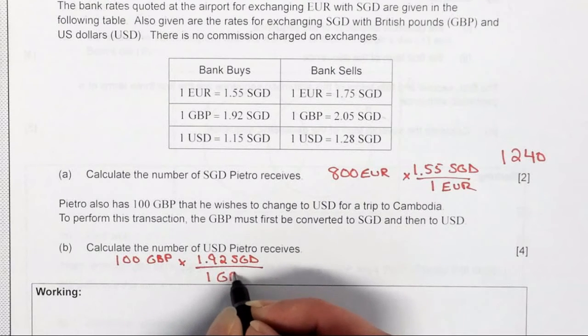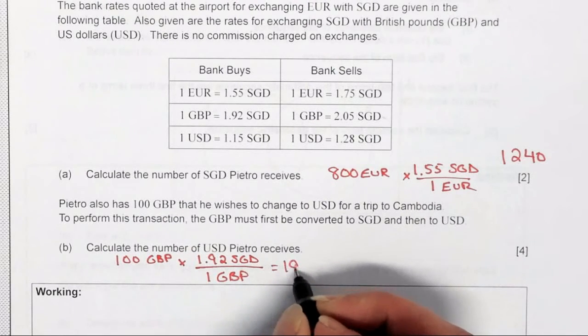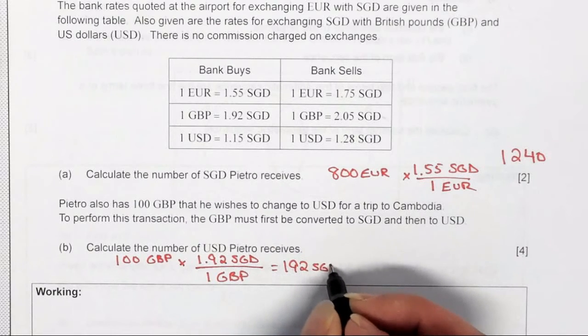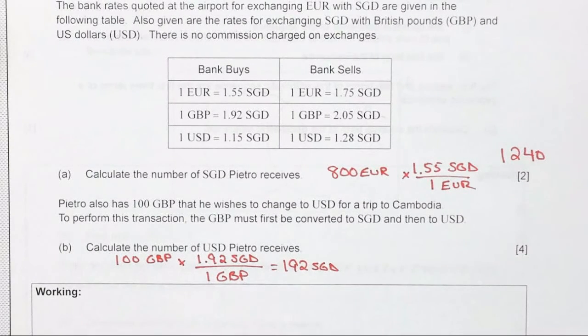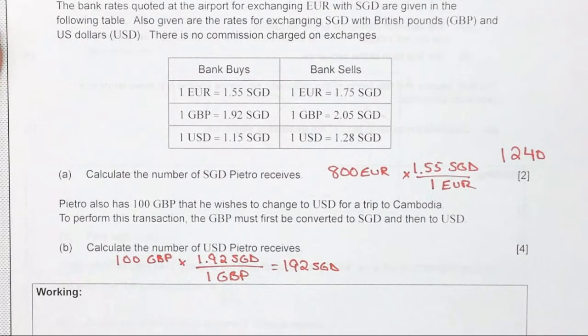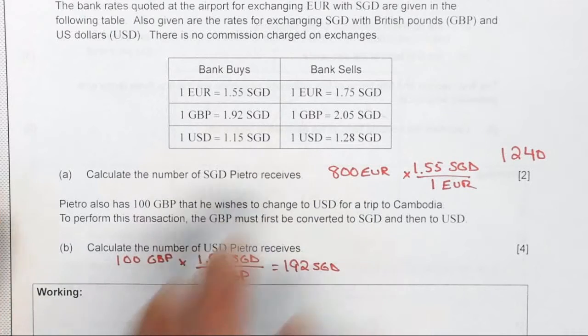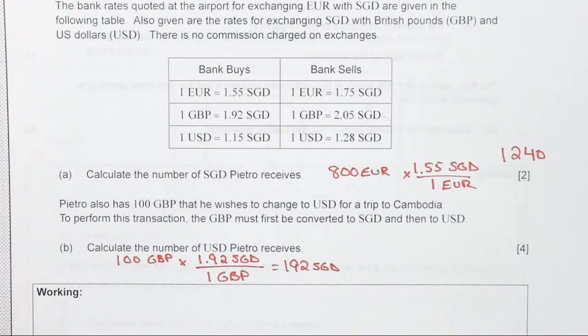You got 192 Singapore dollars. And he wants, Pietro wants what for those? US dollars. So now the bank is selling him the US dollars. Why are they selling that? They'd be buying foreign currency, but since he's got Singapore dollars and he wants foreign currency, they're going to sell it to him. It's usually at a higher rate.